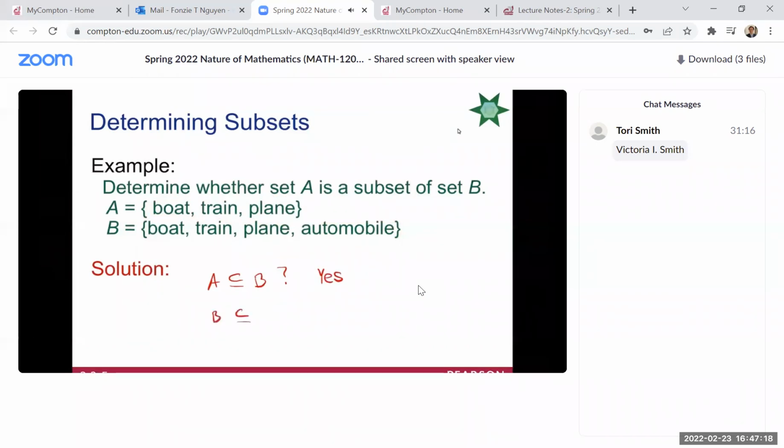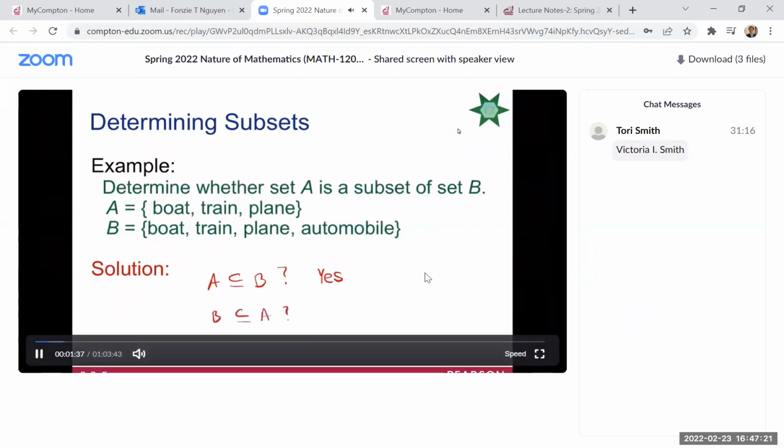What about the other way around? Is B a subset of A? No. That would be no, because automobile is missing in set A. So that's why that would be a no. All right, very good.